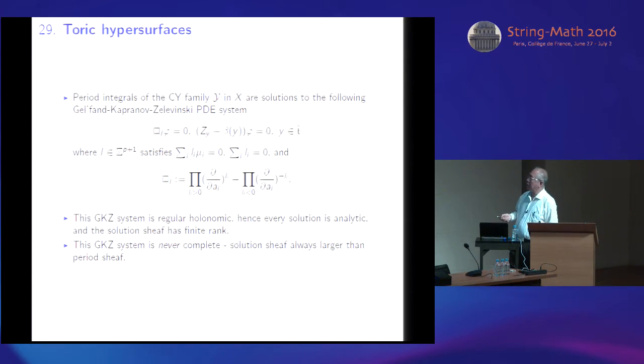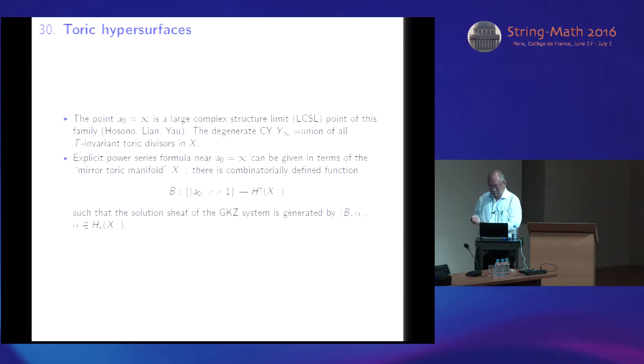And this system is regular holonomic. So every solution is analytic, and the solution sheaf has finite rank. So that's very good. It's finite rank, and every solution is analytic. But this system is never complete. The solution sheaf is always larger than the period sheaf that we know. The period sheaf satisfies this equation, but not identical. So we have to deal with that.